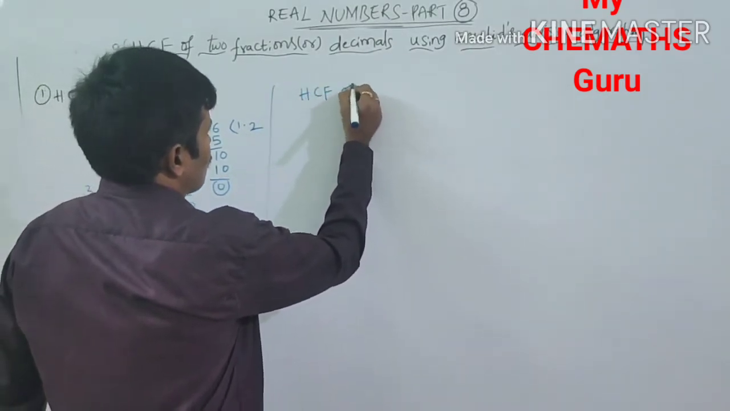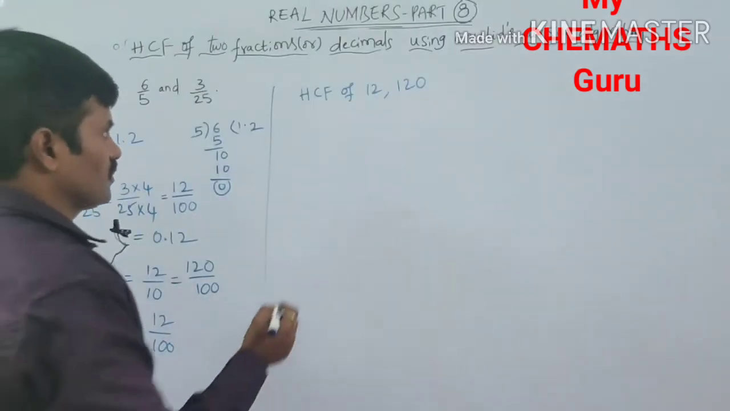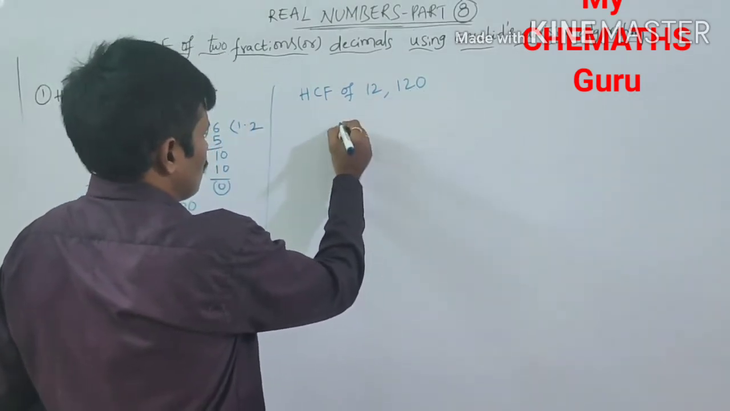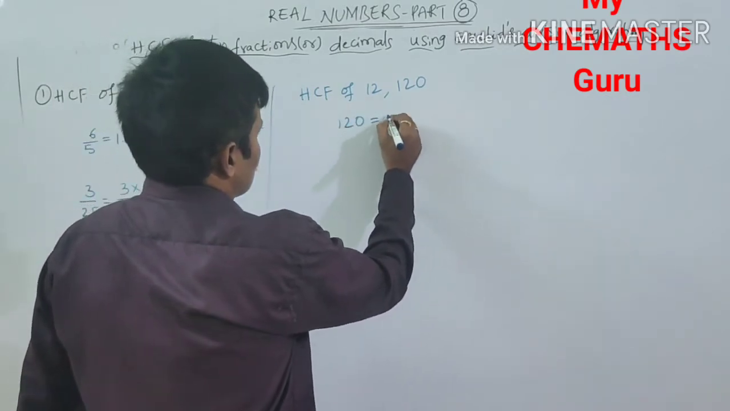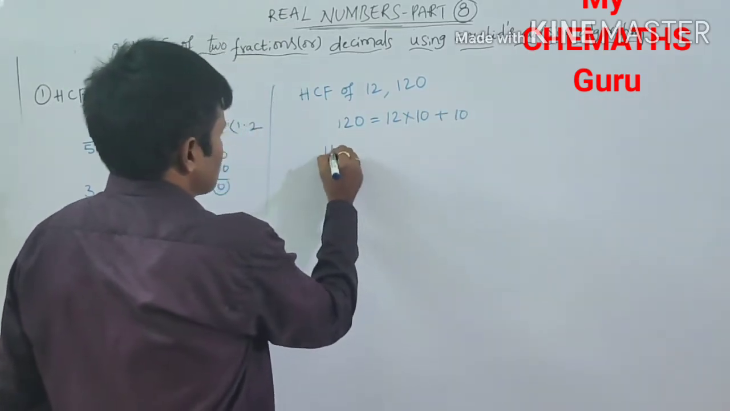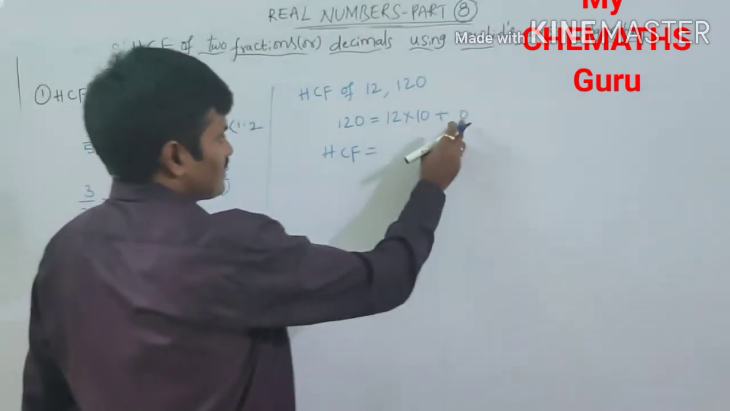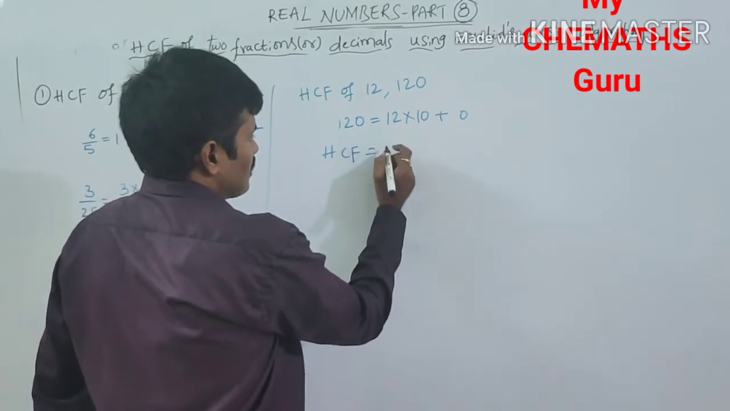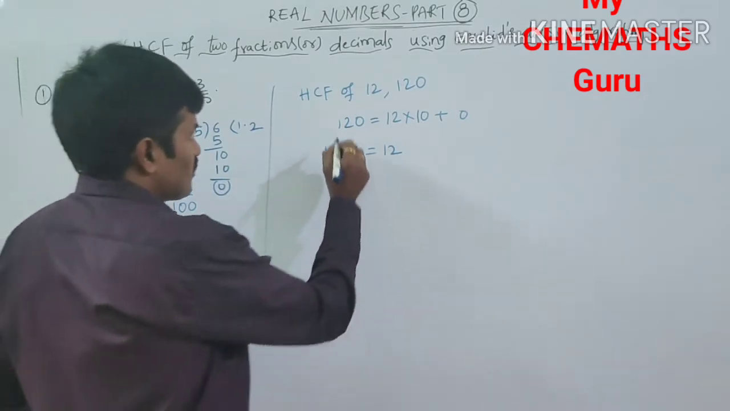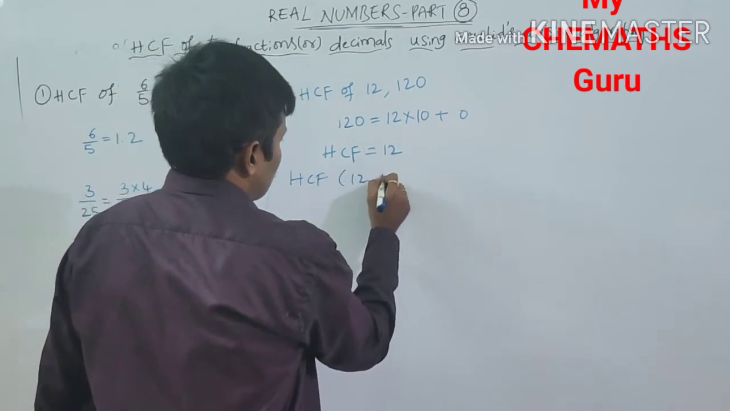HCF of 12, 120 using Euclid's division algorithm. How? We know that in these two, 120 is greater, so 120 can be expressed with divisor 12: 12 into 10 plus 0. So here HCF is how much? At this step itself, 12 into 10 is 120 plus 0. Here HCF is the divisor where we got the remainder 0. So this is the HCF of 12, 120.